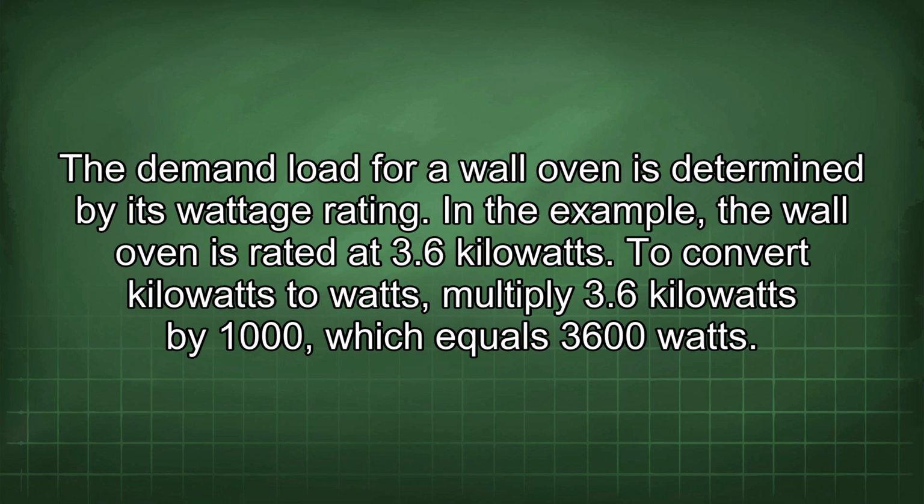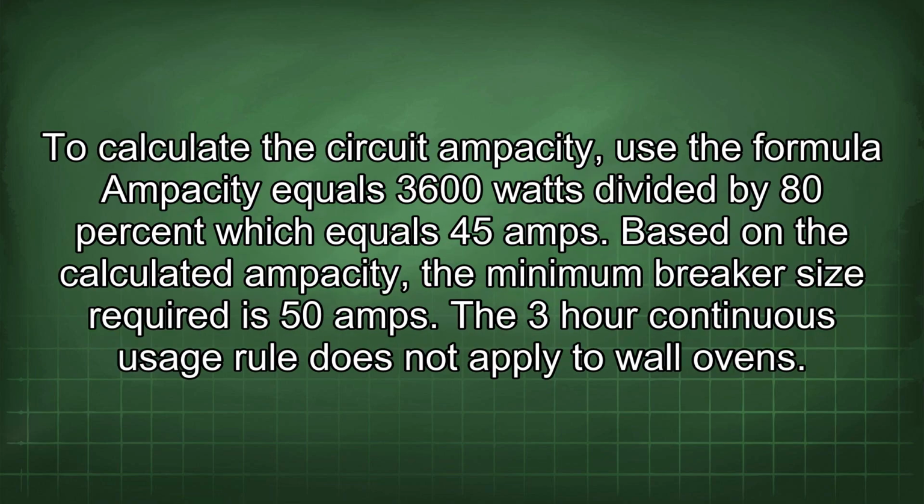In the example, the wall oven is rated at 3.6 kilowatts. To convert kilowatts to watts, multiply 3.6 kilowatts by 1000, which equals 3600 watts. To calculate the circuit ampacity, use the formula ampacity equals 3600 watts divided by 80%, which equals 45 amps. Based on the calculated ampacity, the minimum breaker size required is 50 amps.